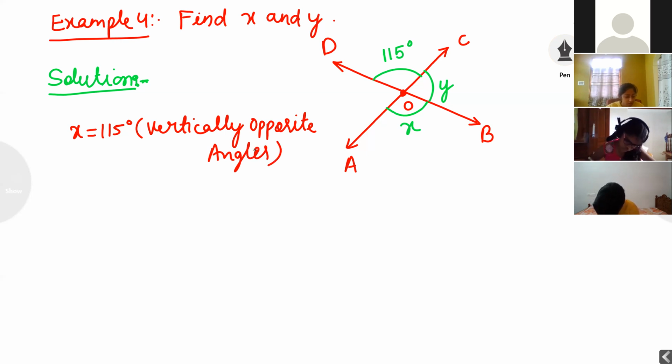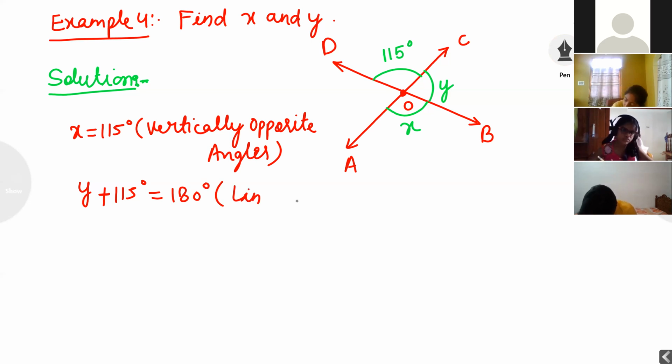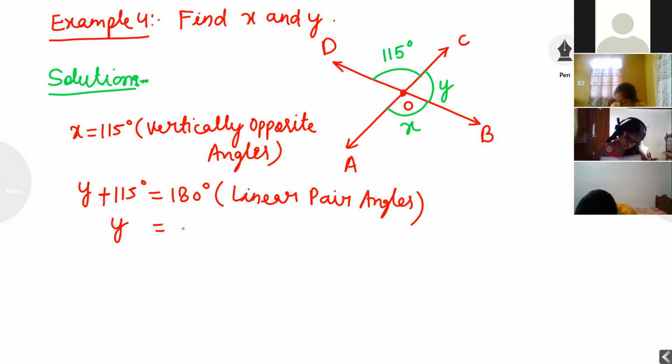Y and 115 both are forming a linear pair. Y plus 115 is equal to 180 degrees, linear pair angles. That is a straight angle. Y is equal to 180 degrees minus 115. 10 minus 5 is 5, 7 minus 1 is 6. Answer is 65 degrees.